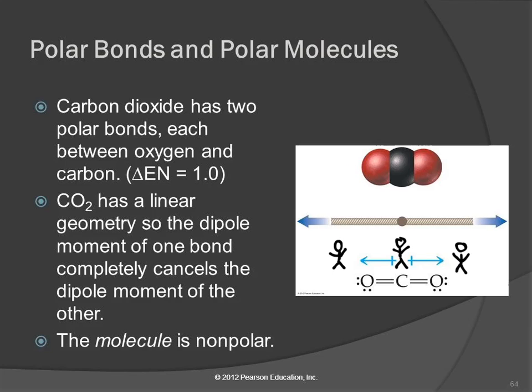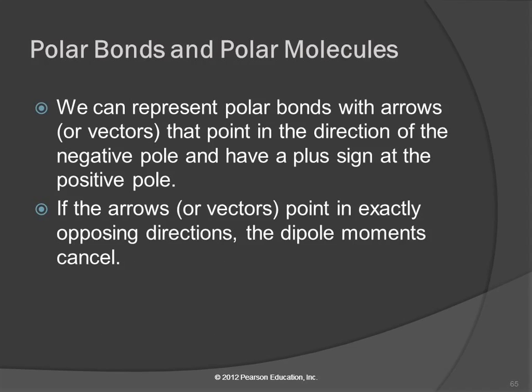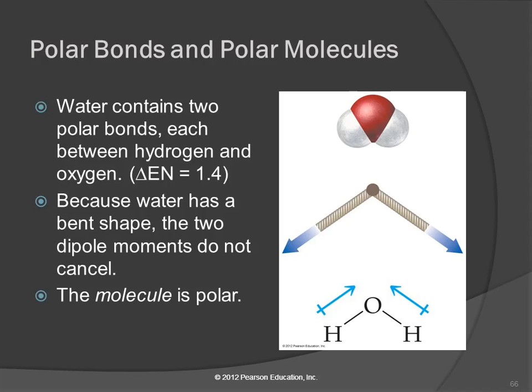And the polarity of the molecule is very important for its chemical and physical properties. So we can represent those bonds as arrows that point in the direction of the negative pole, plus sign at the positive, and if they are in exactly opposite directions, they cancel out. So let's look at water. We've talked about water today and how it has a bent structure, right? Because there's actually two lone pairs there. That's what's causing it to be bent.